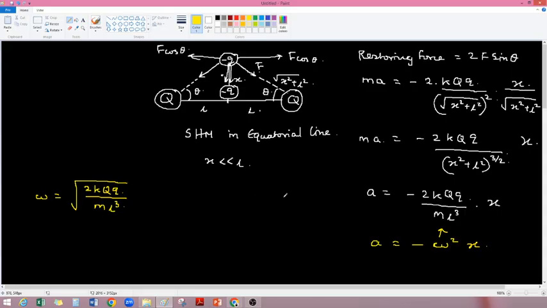So the main purpose is to show you how you can apply the simple harmonic motion concepts to scenarios like when you have these charged particles. So the simple mathematics, I think I will leave it to you.